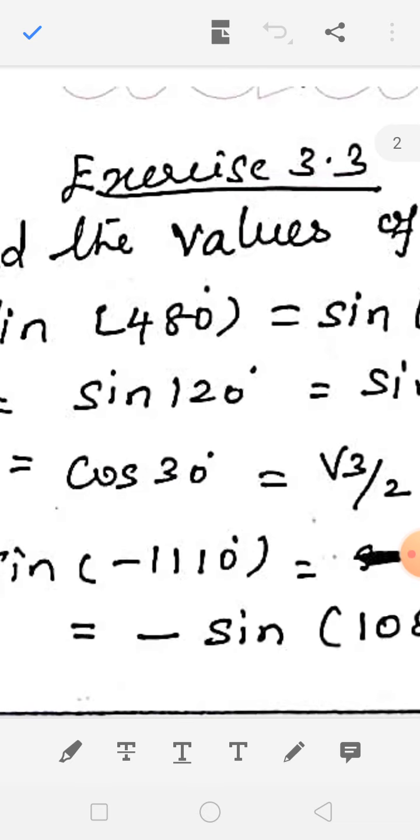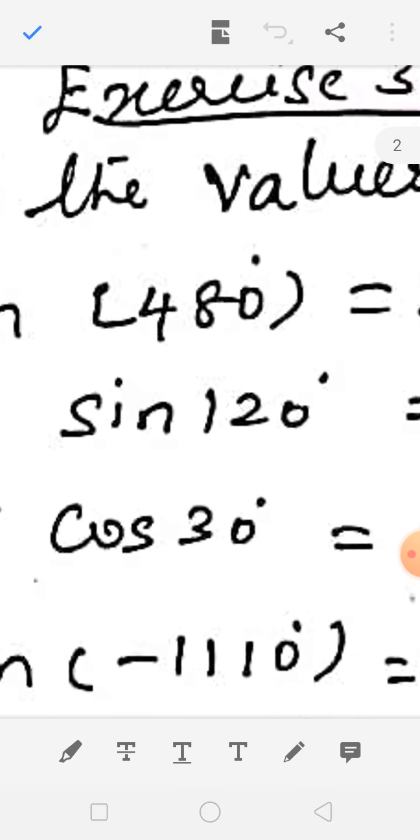Okay, sine of 120 degree we find out. Now, is there any value for sine 120 degree in the trigonometric table? What are the values we have? Sine 0 degree, 45 degree, 60 degree, 90 degree. That only we have. But for sine of 120 degree, we want to convert it again.